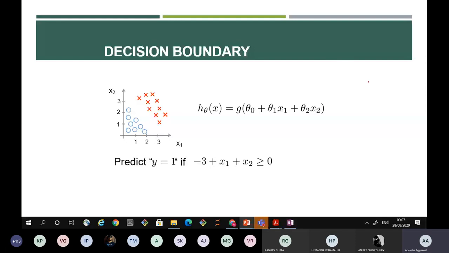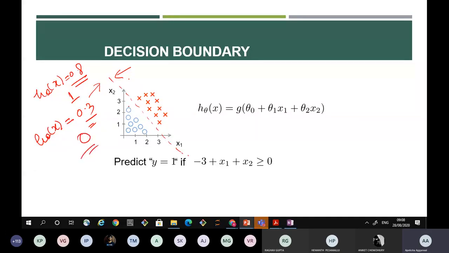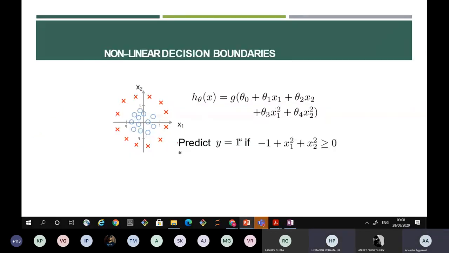Then a decision boundary. My goal ultimately is to find the boundary which classifies these sample examples. If h theta x returns some value like 0.8, I'll say it belongs to class 1. And if h theta x returns some value less than 0.5, like 0.3, I'll say this belongs to class 0. So this is the overall idea behind the classification, and I have to identify this h theta x, which is represented by this line.